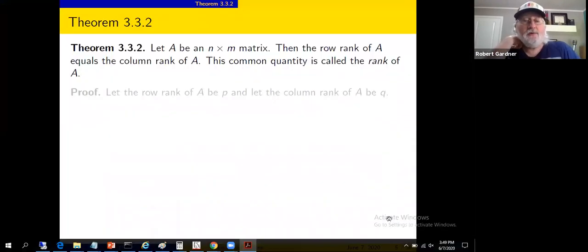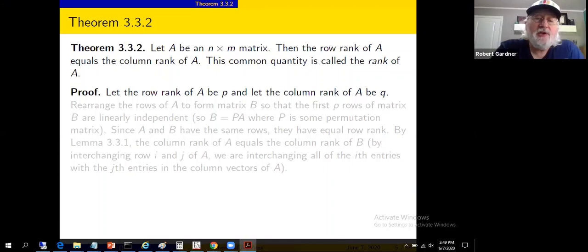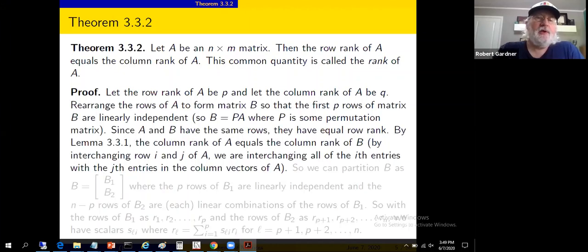Okay, so to prove that, some notation. Let's let the row rank of A be P, the column rank be Q. So we've got to call them something. All right, and we're going to do some permuting around. We'll quote theorems and stuff, but the manipulations we're about to do aren't terribly surprising. Row rank of A is P.